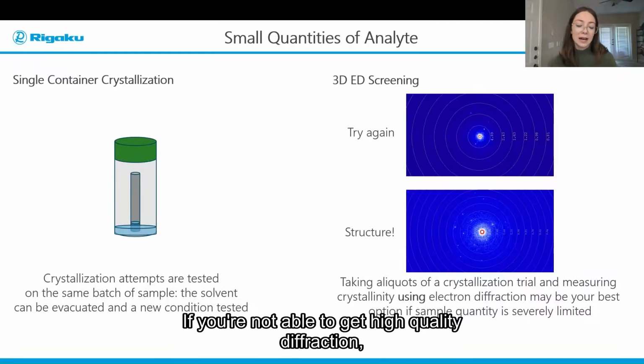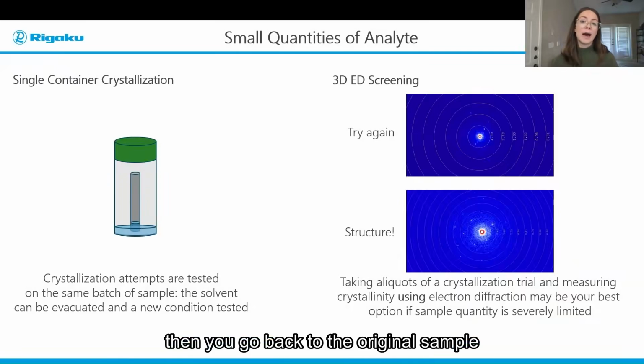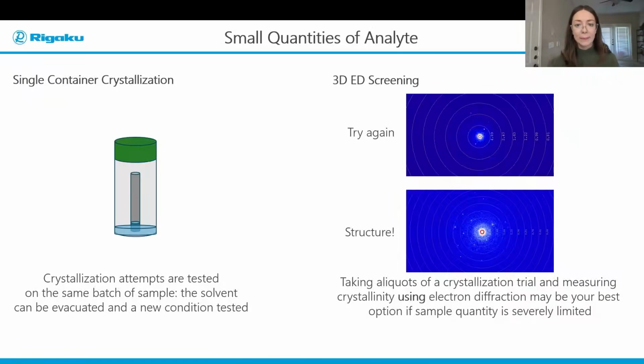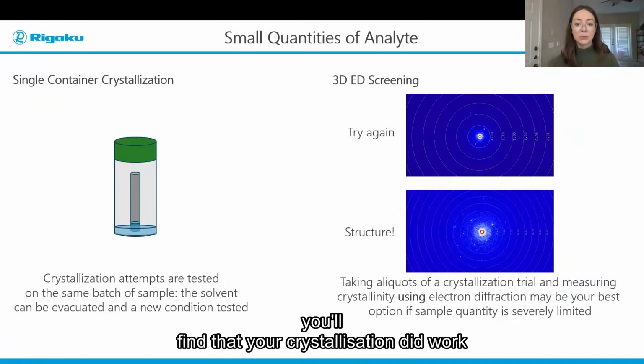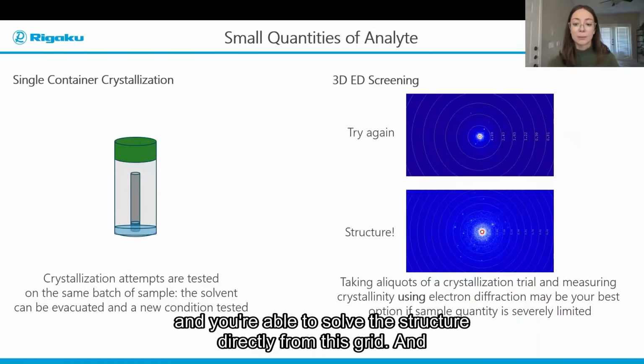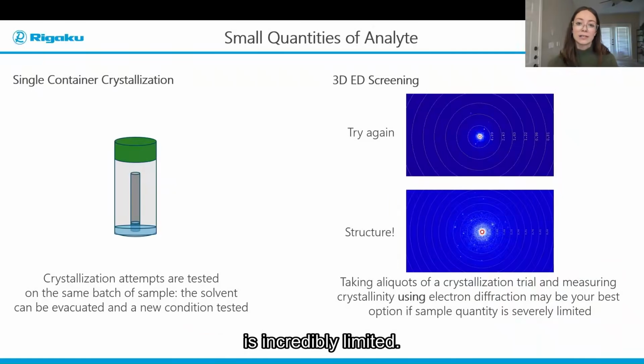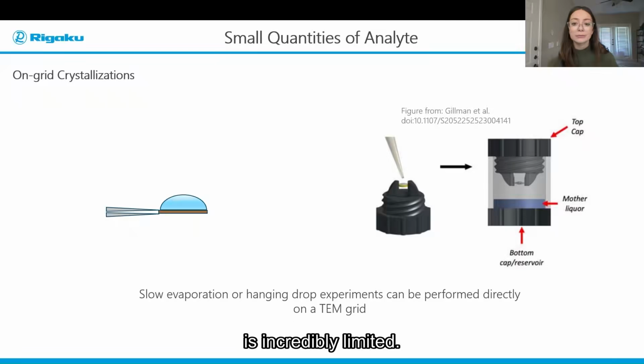If you're not able to get high-quality diffraction, then you go back to the original sample where you could remove all of the solvent and try a new condition. Or, in some cases, you'll find that your crystallization did work and you're able to solve the structure directly from this grid. And so this is useful if the amount of sample that you have is incredibly limited.